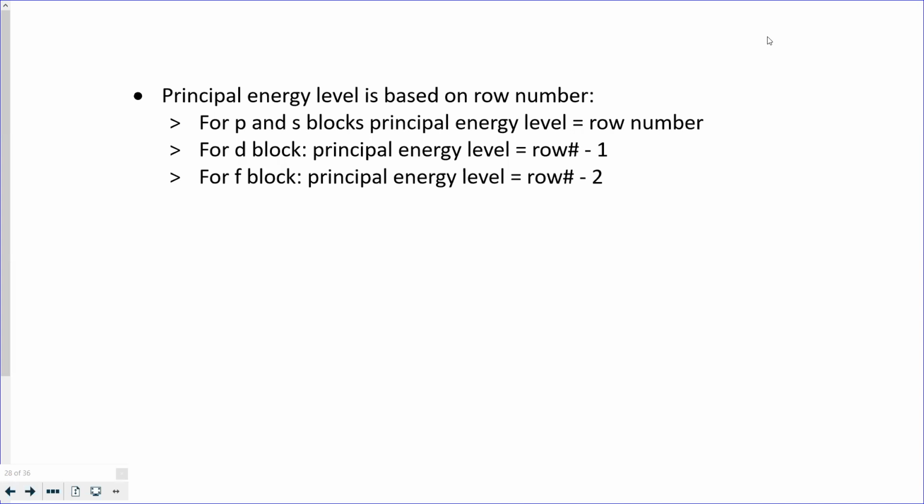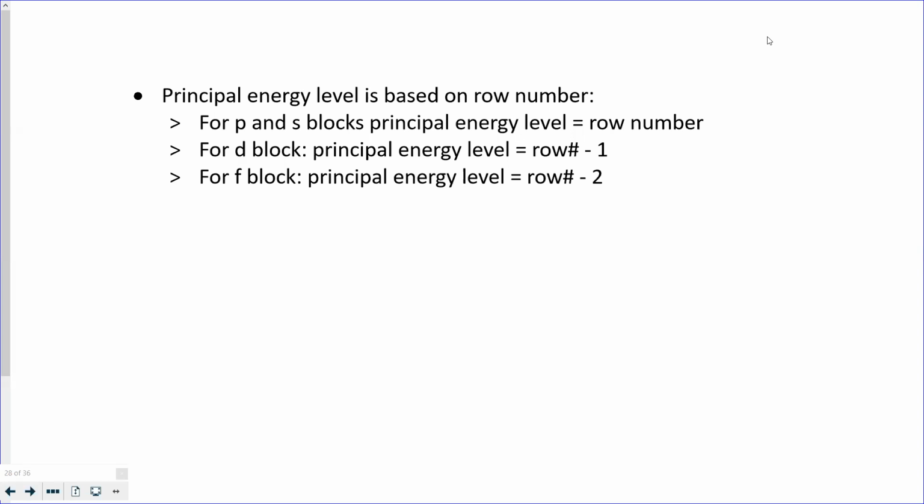So that principal energy level, that number that's associated with our electron configurations, is based on our row number. So for the S and P blocks, the principal energy level is equal to the row number. Like I said a moment ago, we're in the first row S block, so that was 1S. The second row S block was 2S. Second row P block was 2P.